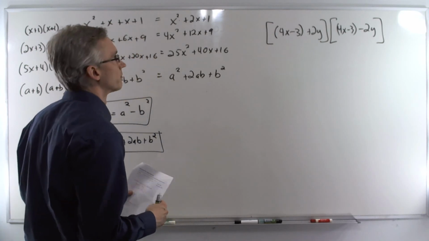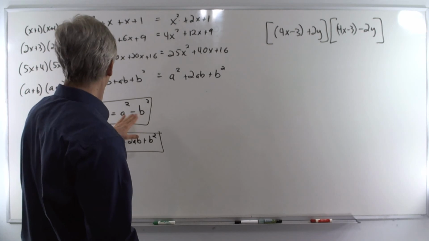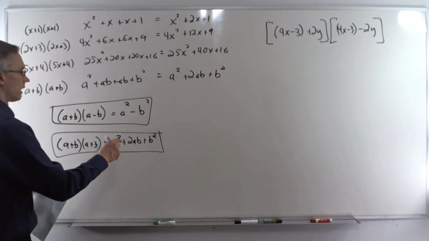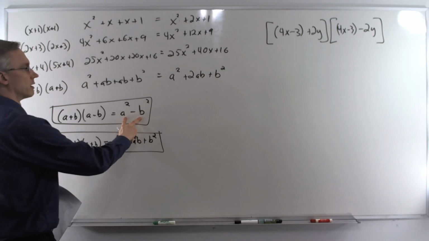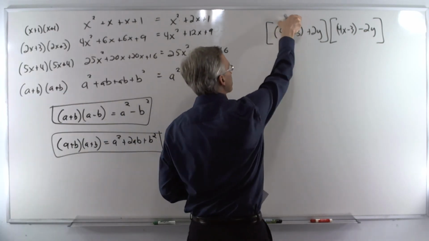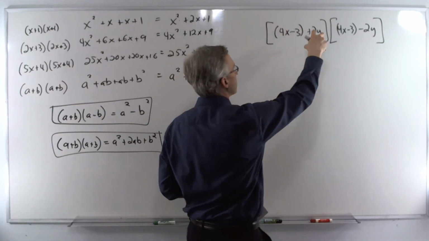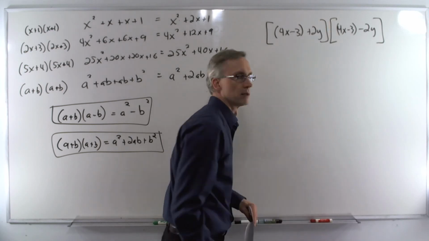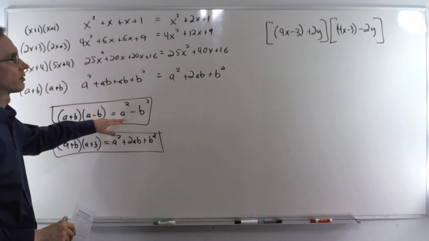All right, so what we're going to do then is use this difference of squares formula, and we're going to have to identify what a and b are in the formula. A is this binomial 4x minus 3, and b is 2y. So if we use those two facts, then we can just use this formula to write our answer.